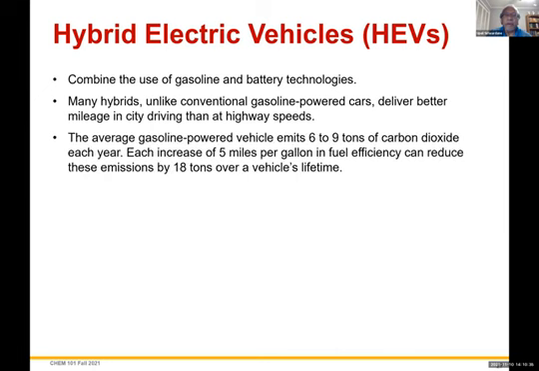The average gasoline powered vehicle emits 6 to 9 tons of carbon dioxide. If you increase the mileage per gallon by 5 miles, fuel efficiency can reduce emissions by 18 tons over the vehicle lifetime. So therefore, these have an effect on carbon emission. Use of hybrid vehicles is a good thing.